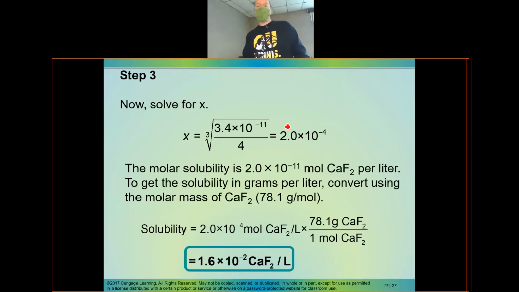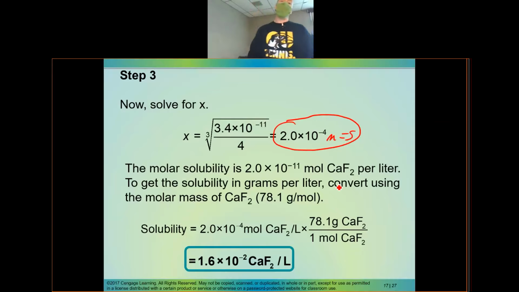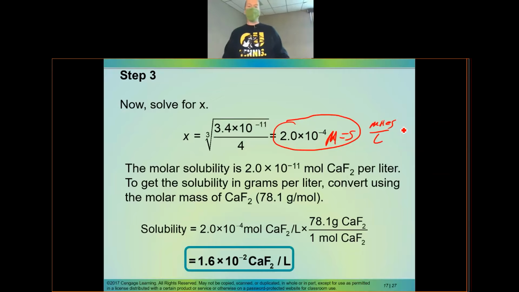All right, but if you read the problem carefully, this is your molar solubility. All right, so that is your molar solubility, which means the units here are moles per liter. The question wasn't what's the molar solubility. The question was, what is the solubility in grams per liter? So make sure you're answering the question. All right, so not in moles per liter, but in grams per liter.